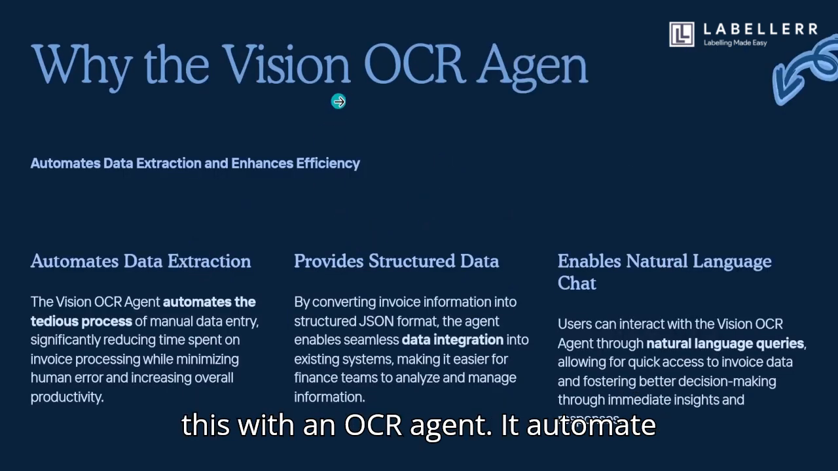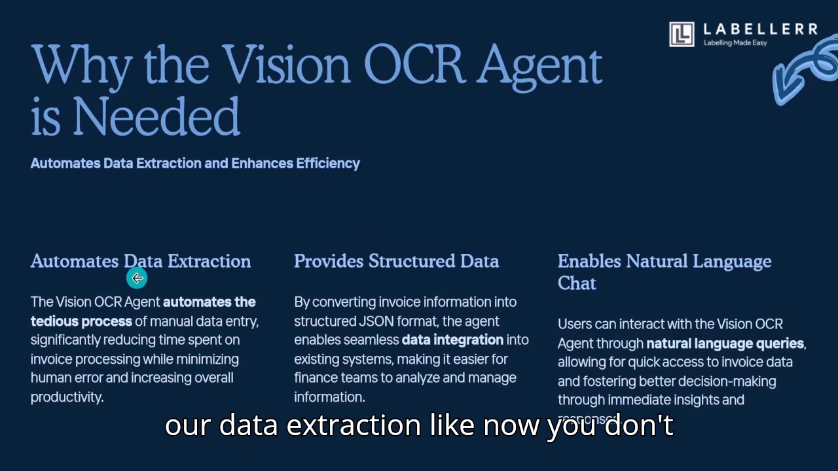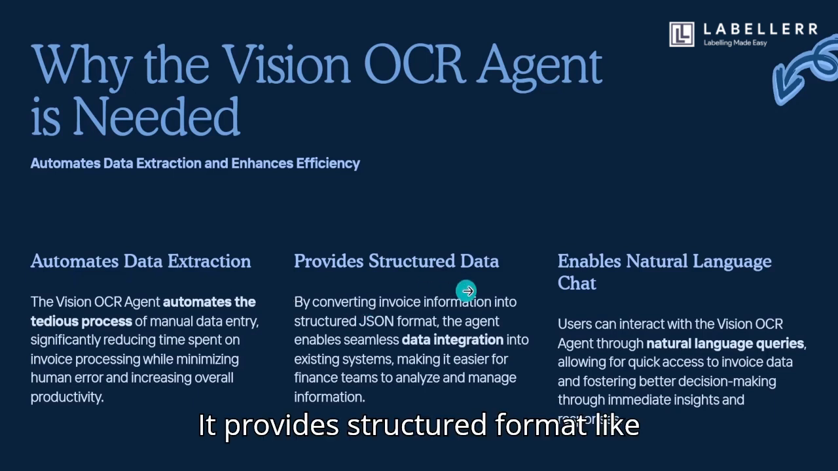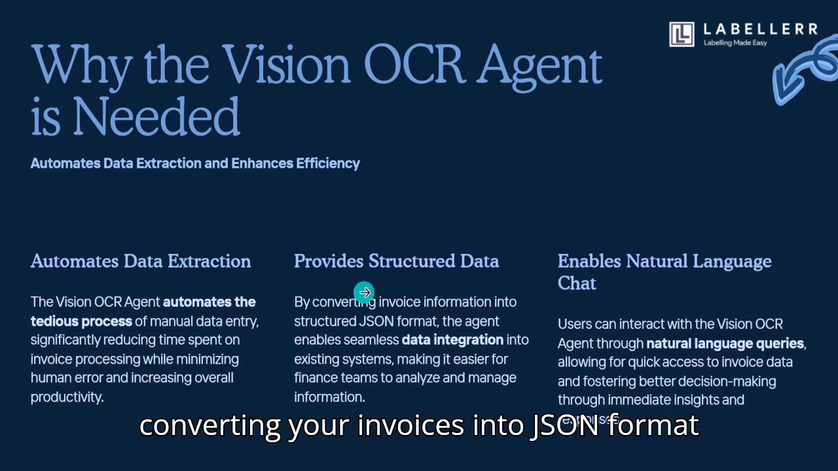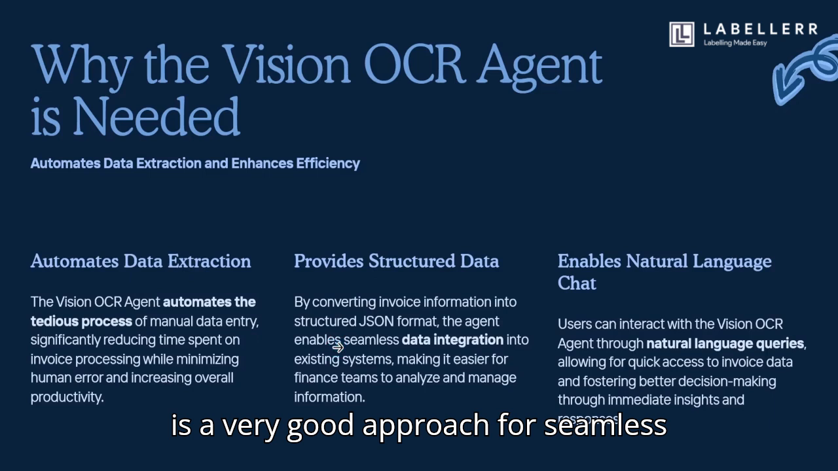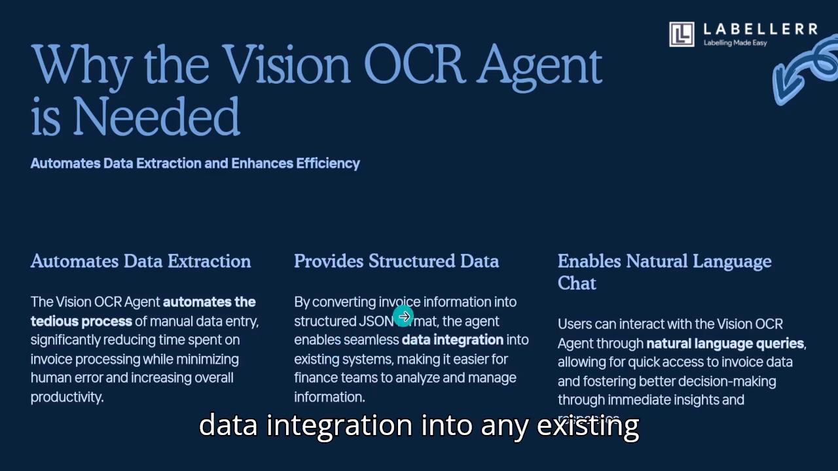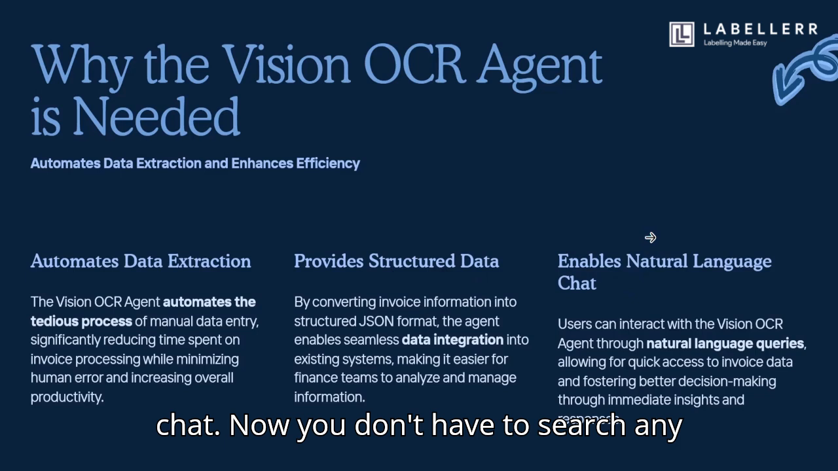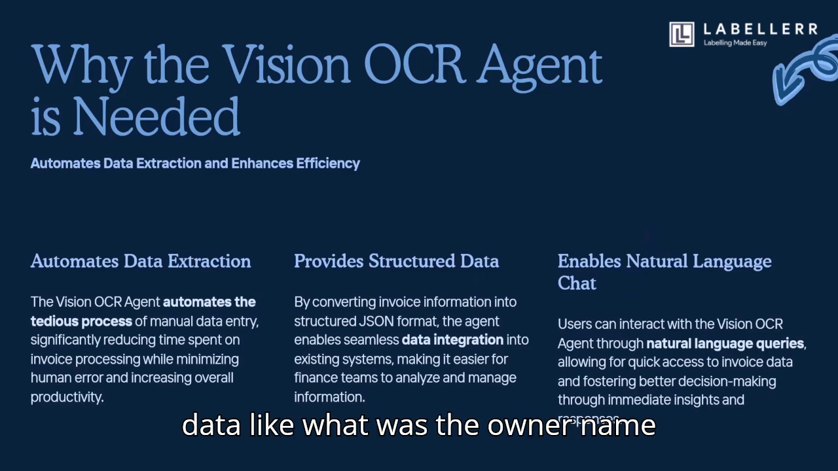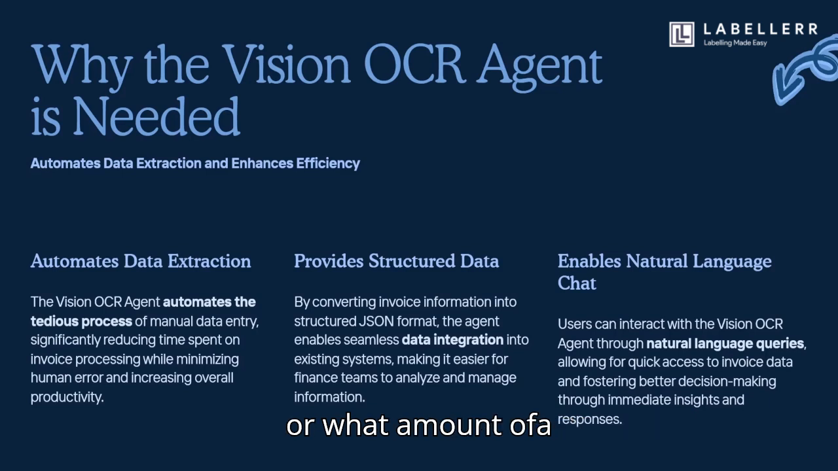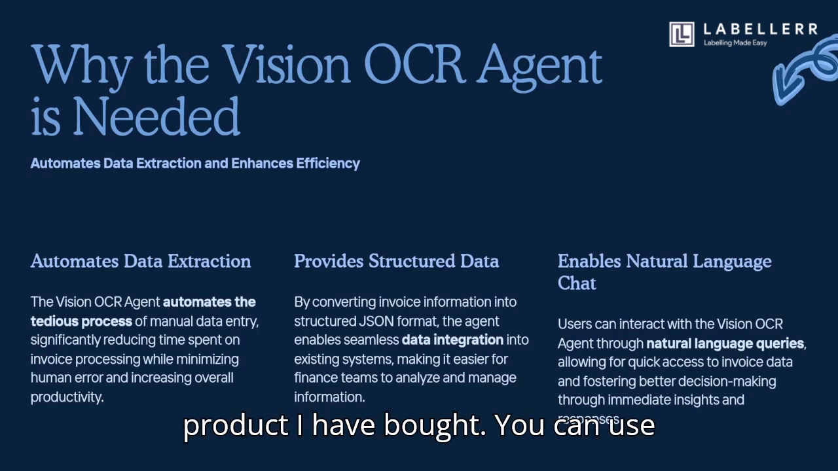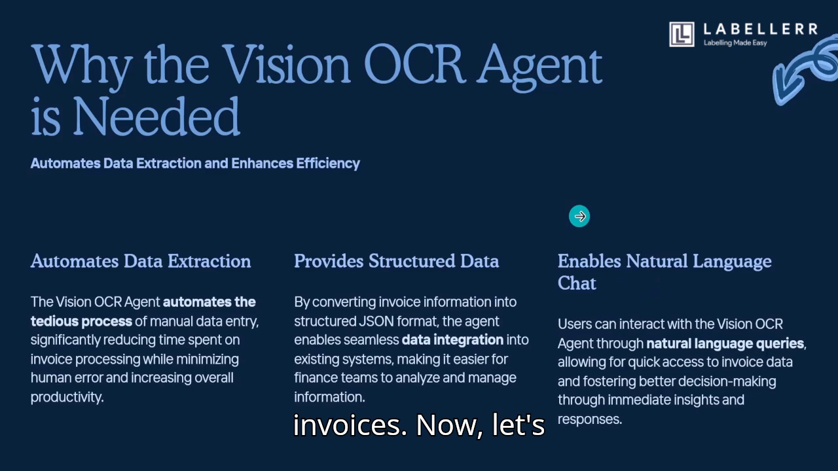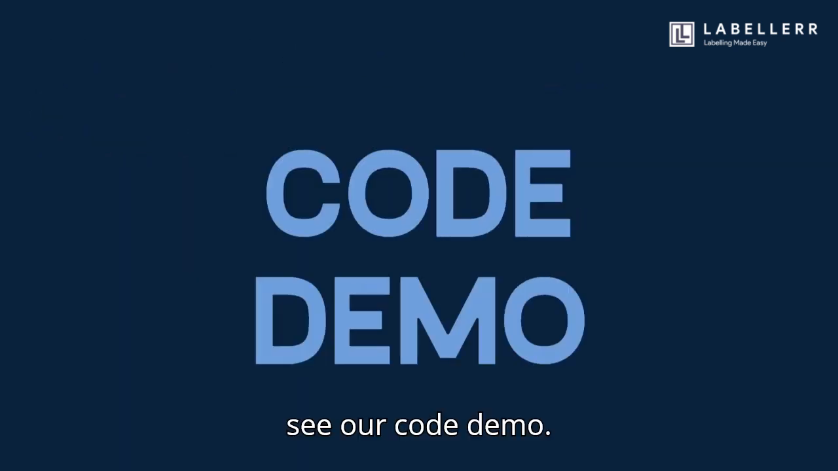Let's see why we need this Vision OCR agent. It automates our data extraction, so now you don't need to manually perform data entry. It provides a structured format, like converting your invoices into JSON format is a very good approach for seamless data integration into any existing system. Then using that JSON, you can enable natural language chat. Now you don't have to search for any data, like what was the owner name or what amount of product I have bought. You can use natural language to communicate with your invoices. Now let's see our code demo.